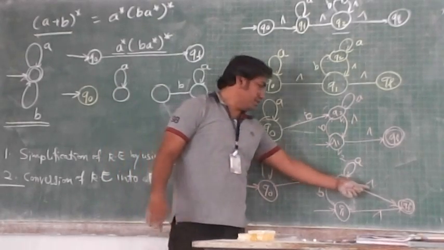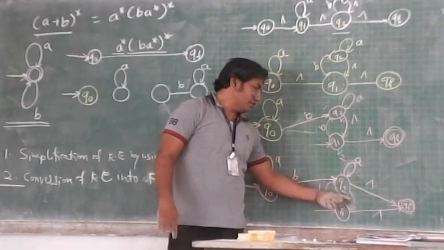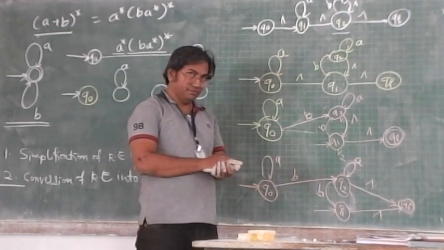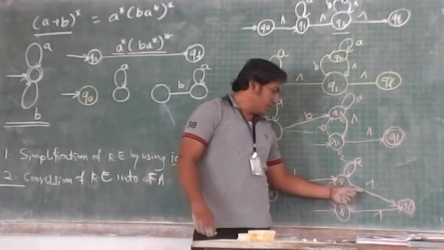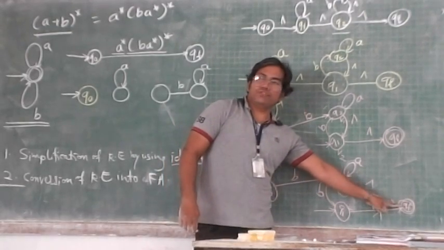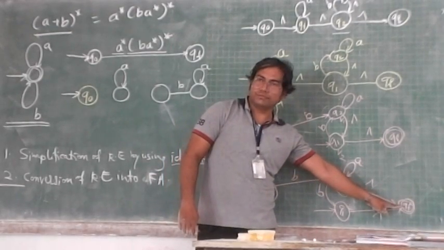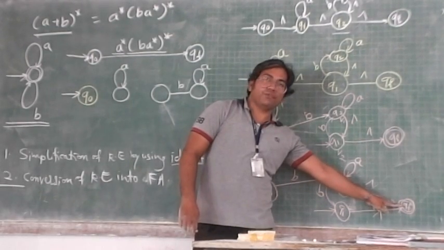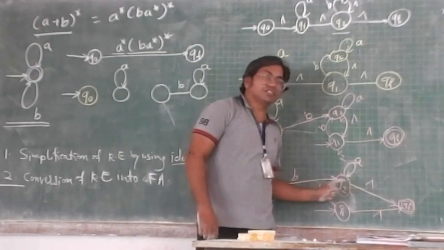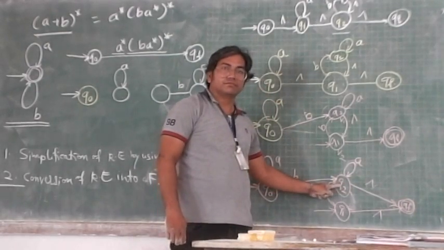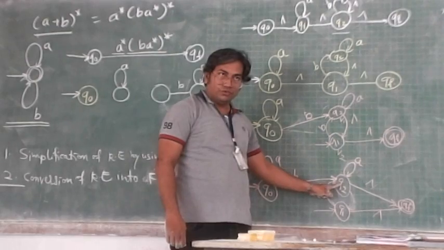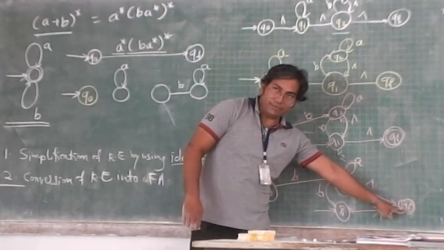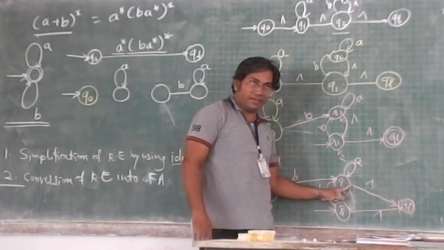Now remove this null. What happens? Go for removing this null. What happens? There is no outgoing transition from Q to QF. So there is no need of copying from one state to another state. But since this V2 is a final state, you need to make this a final state.